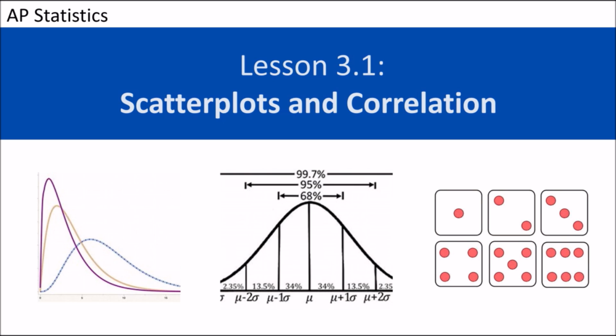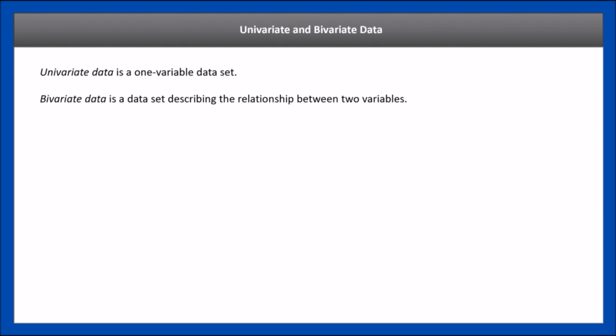We're looking at lesson 3.1, Scatterplots and correlation. So let's talk about univariate and bivariate data. Univariate data, when you hear that word, you're thinking about data that only involves one variable. So it's a one variable data set, whereas bivariate data generally involve relationships between two variables. So when we want to describe two variables or the relationship thereof, we want to look at bivariate data.